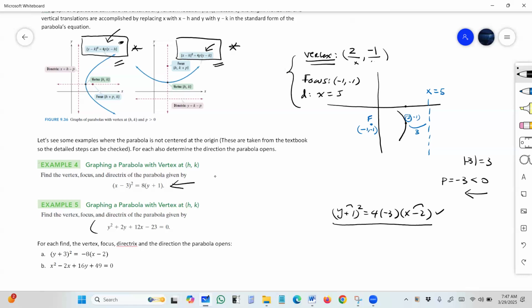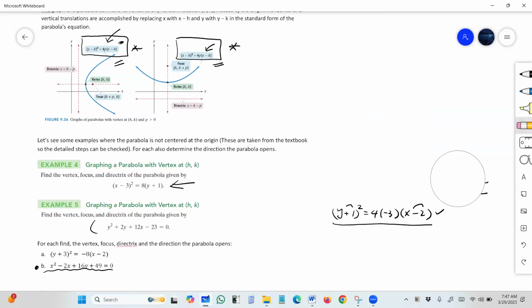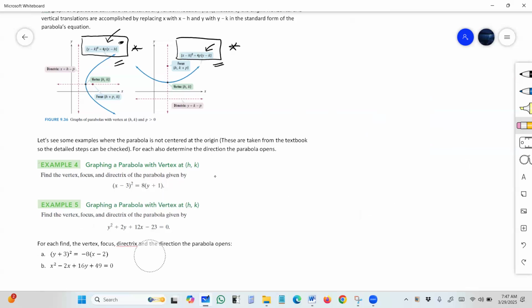All right, so let's do the last problem, which is this one down here. Same as the one before where we have to complete the square. So obviously, if you're taking notes along with the video, you may have to stop every so often.